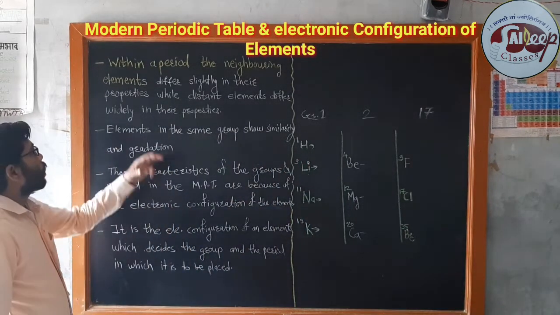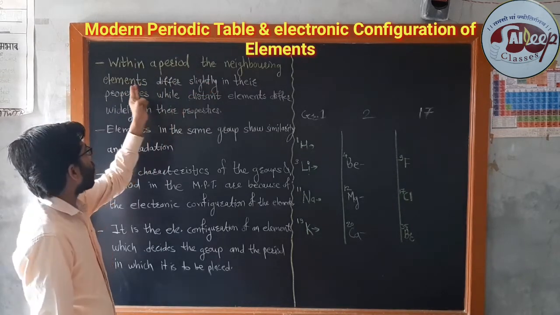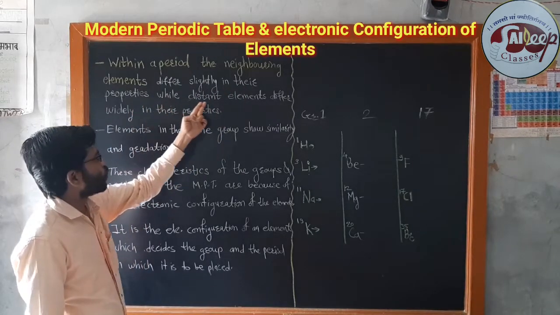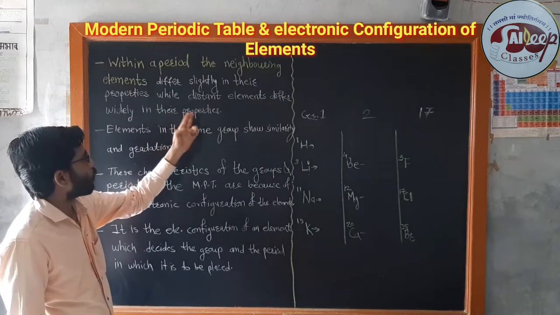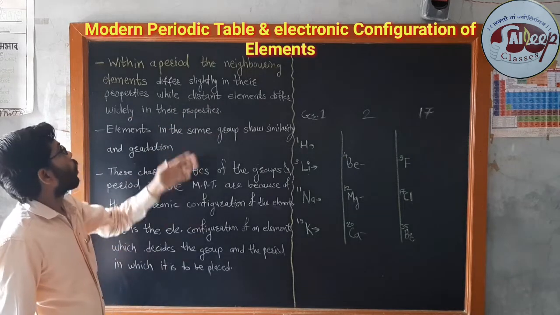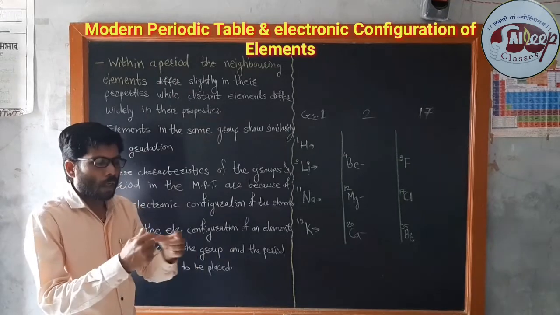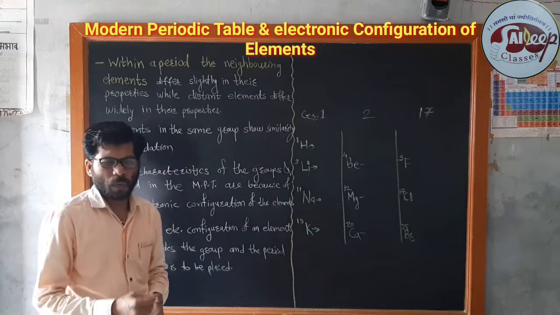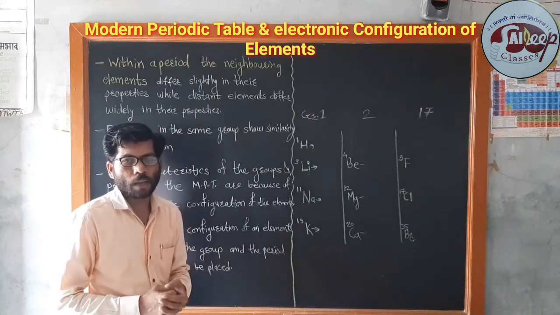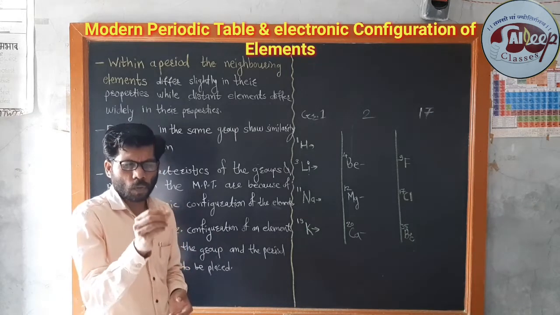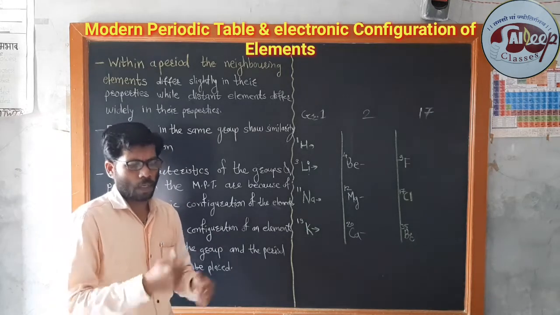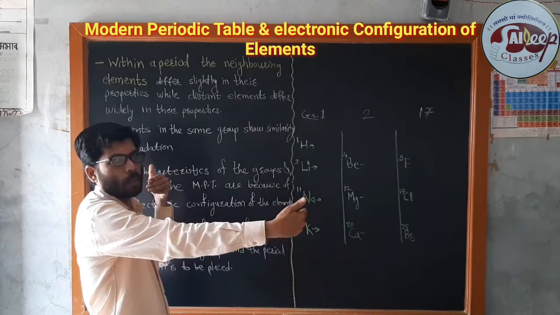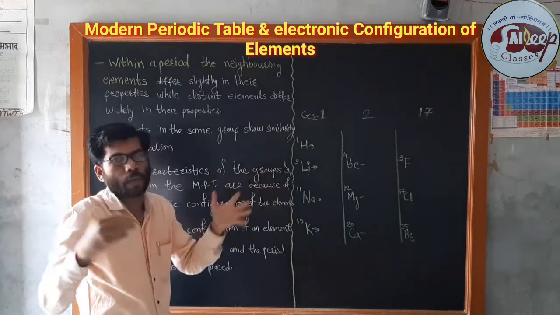First point, within a period, the neighboring elements differ slightly in their properties while distant elements differ widely in their properties. Within a period, the neighboring element differs very slightly, अतिशय कमी थोडासा डिफरन्स आहे नेबरिंग एलिमेंट. बट व्हेन वी कन्सिडर द डिस्टन्स एलिमेंट्स अवे एलिमेंट फ्रॉम ईच अदर, therefore the widely difference.